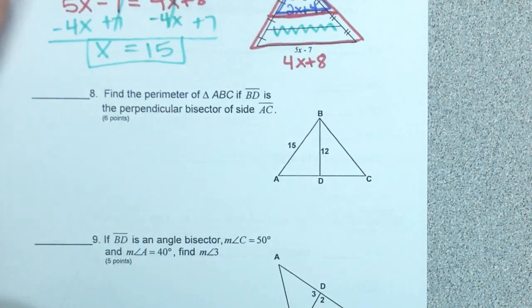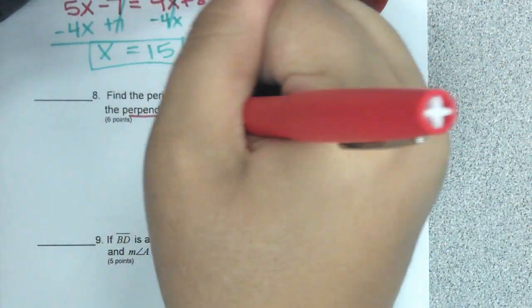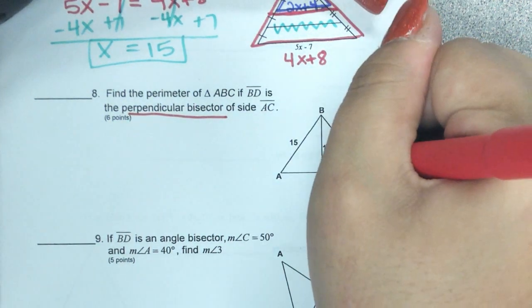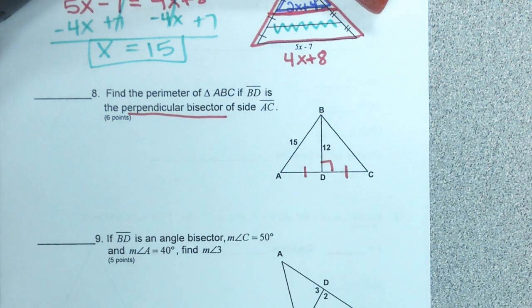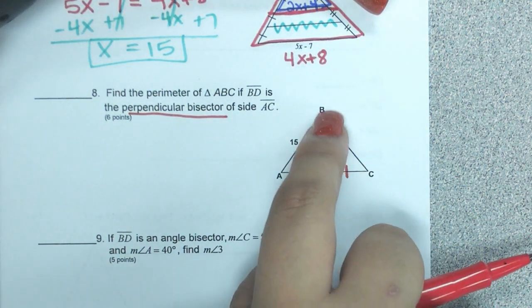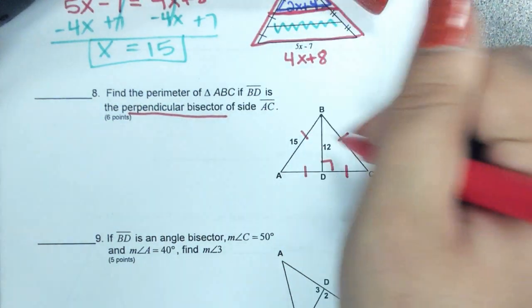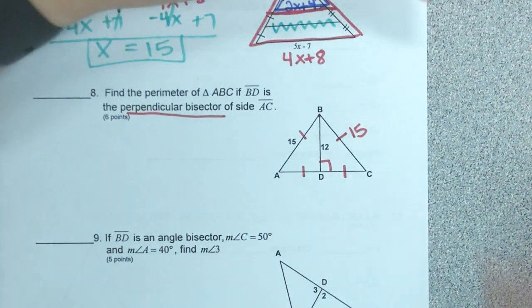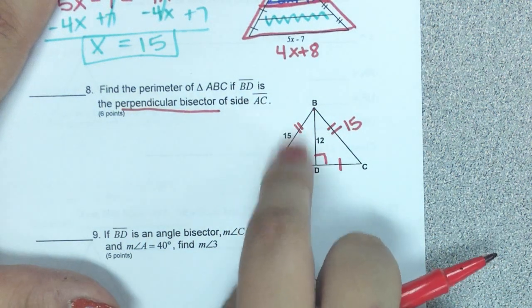For number 8, it says find the perimeter of ABCD if BD is a perpendicular bisector of AC. So if it's a perpendicular bisector, it is perpendicular and it does bisect both sides. And remember, if it's a perpendicular bisector that goes through the vertex, then that means it's equidistant, so this is also 15. Oh, let me put different marks because they are not the same. Those two are the same, but they're not the same.